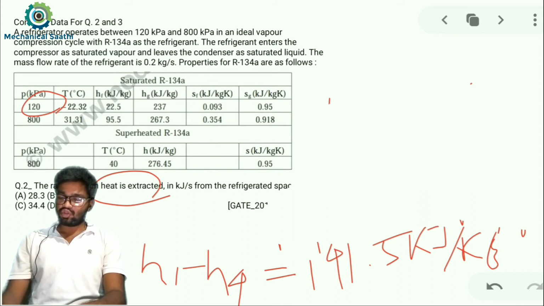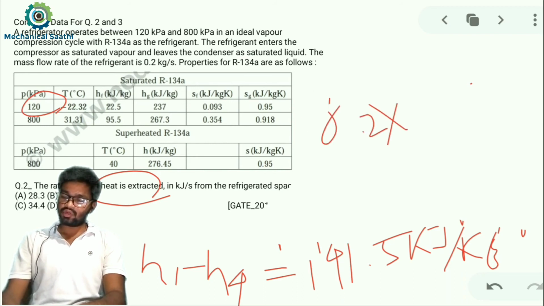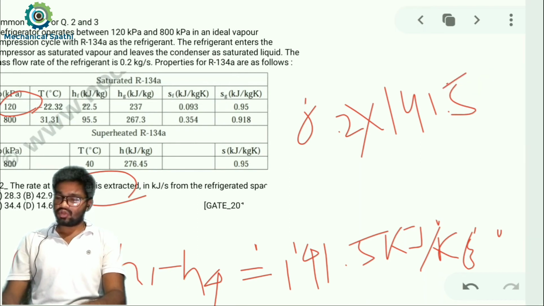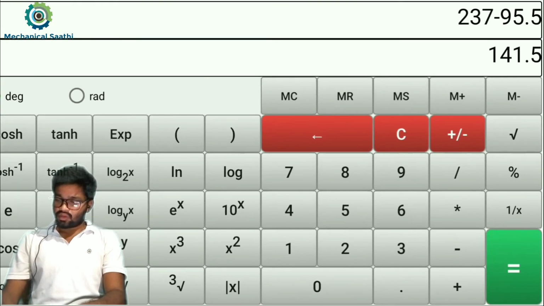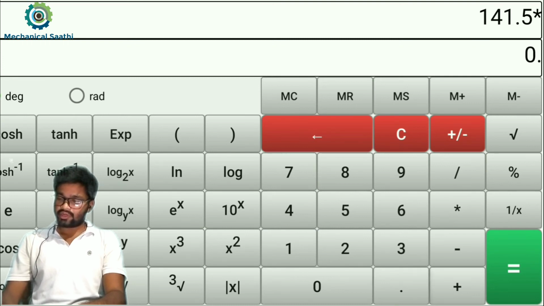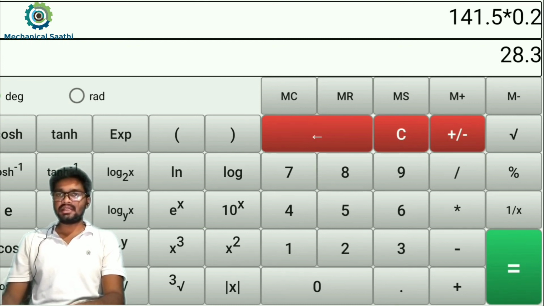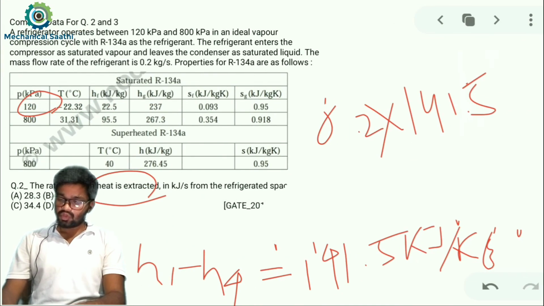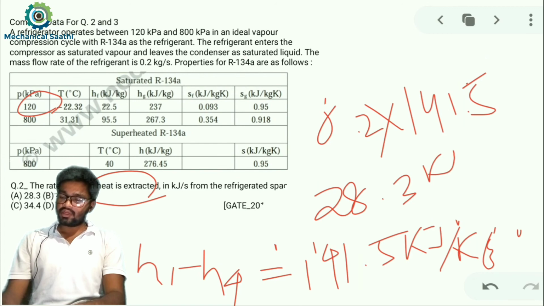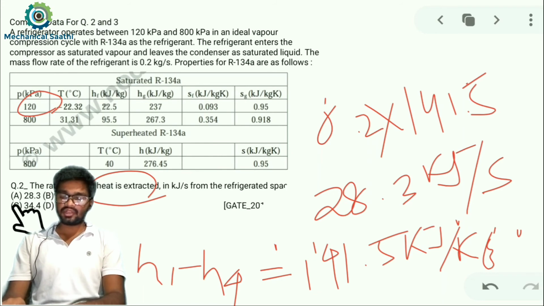So it will be multiplying 0.2 with that. Okay, so let me write it, 0.2 into 141.5. Let us again move to the calculator, into our 0.2, then we can calculate this as 28.3 kilojoule per second. Okay, so here we can see this answer in option number A. So option number A will be the correct answer for this question.